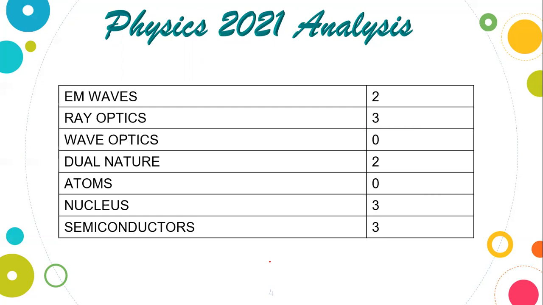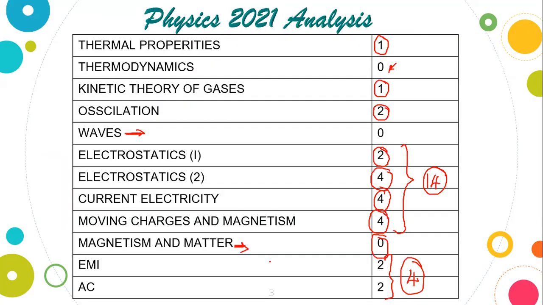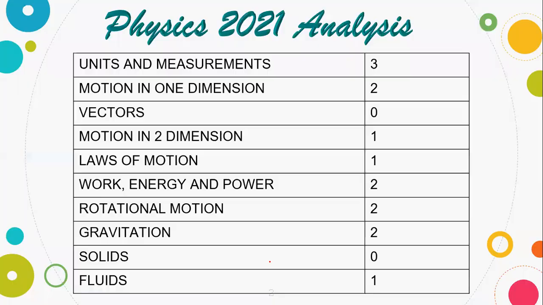We thought current electricity would have 4 questions, and those were asked. Moving charges and magnetism, we haven't expected these kinds of questions, 4 questions. Electrostatics, we expected 2 questions, 4 came. Thermal properties, thermodynamics, kinetic theory, we expected more questions, but just 2 were asked. So they have changed the overall weightage and percentage of question weightage, completely changing the trend of the previous 33 years. So this is the overall analysis of the physics paper.